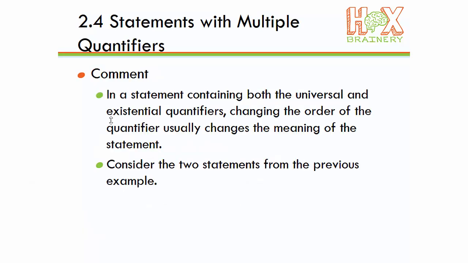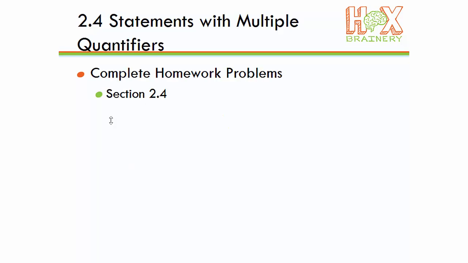Okay, just a couple of comments. If a statement contains both the universal and existential quantifiers, changing the order of the quantifiers usually changes the meaning of the statement. And you can see that just by looking at the two statements from that last example we did. All right, we're done with this section. Make sure you do the homework, and I'll see you in the next one.